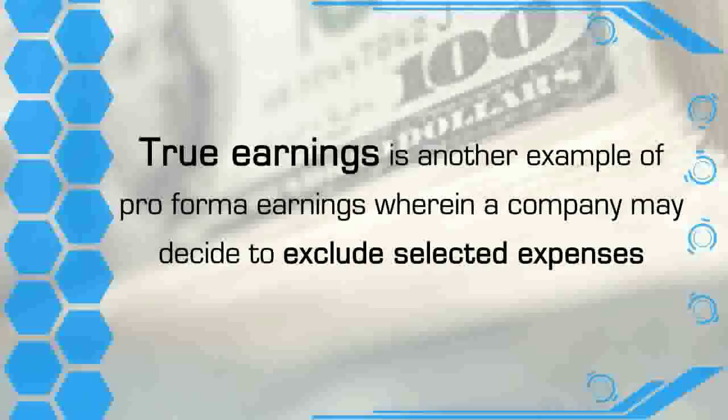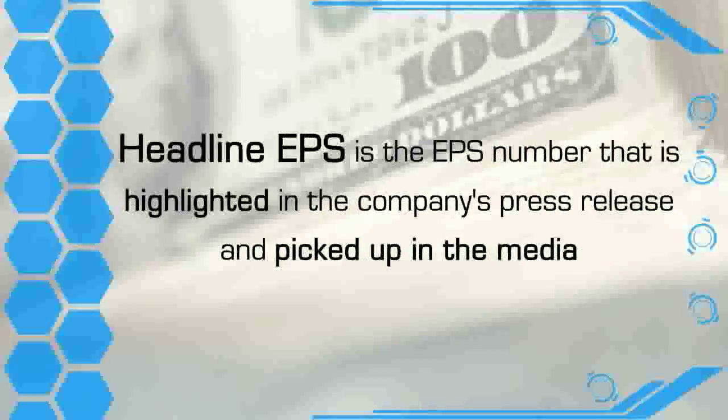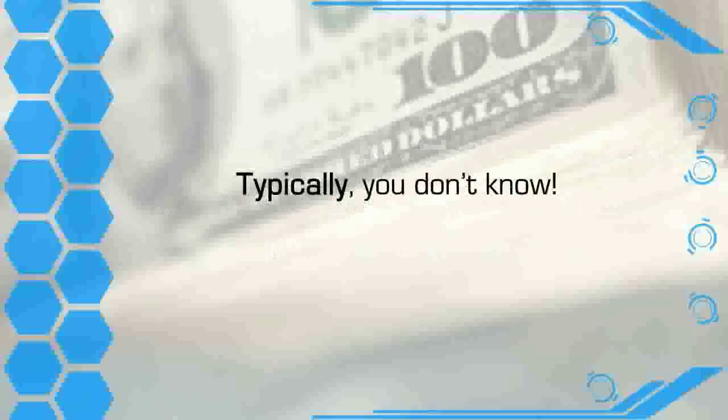True earnings is another example of pro forma earnings, wherein a company may decide to exclude selected expenses because management concludes the expenses are non-recurring and distort the company's true earnings. The headline EPS is the EPS number that is highlighted in the company's press release and picked up in the media. This EPS may or may not be the pro forma number. In fact, the headline EPS may be different from the EPS estimate endorsed by the company. Typically, you don't know. CNBC and other media do not provide enough information to determine which number is being used.